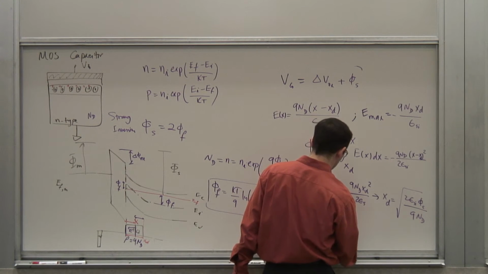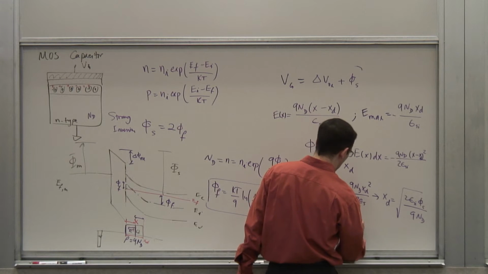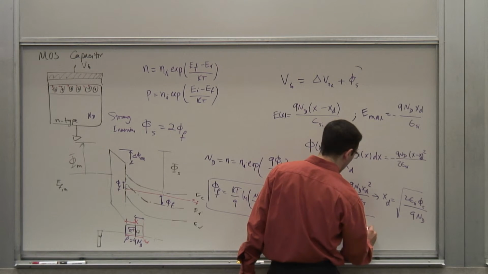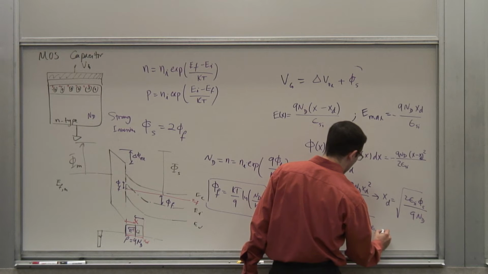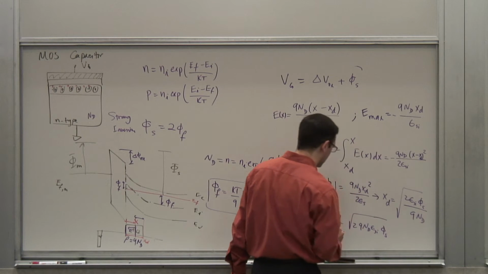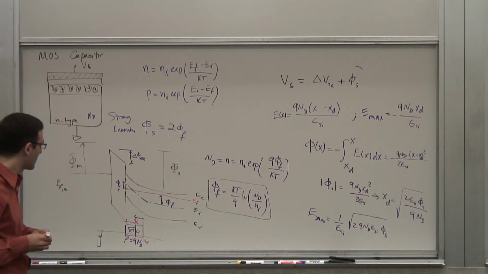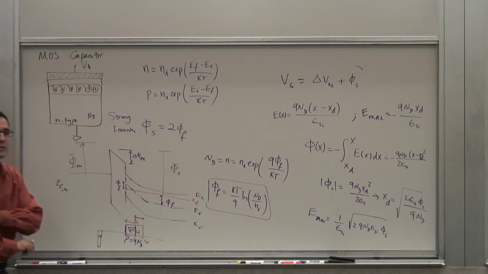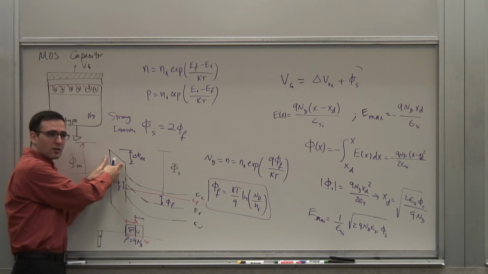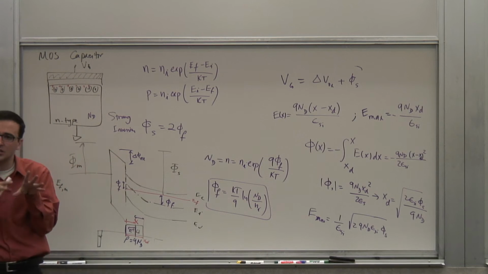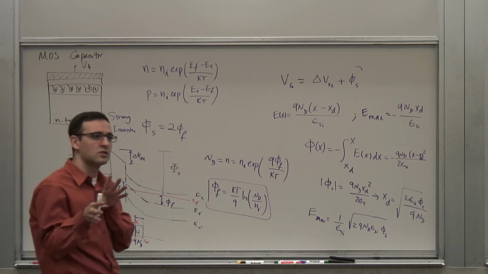Let's keep that outside. Square root of 2qND epsilon silicon Φs. So that's my maximum electric field at the surface inside the semiconductor, right? Now, what I was trying to calculate is the electric potential drop across here. And I said there are no charges inside the oxide. So what does that mean?